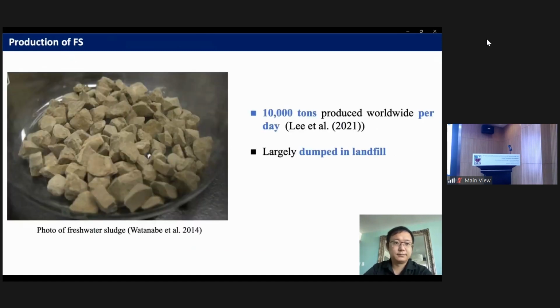Here is an image of freshwater sludge. About 10,000 tons of freshwater sludge are produced worldwide per day. They are largely dumped in landfill. If we can reuse freshwater sludge in civil or geotechnical engineering, it will achieve both economic and environmental benefits.